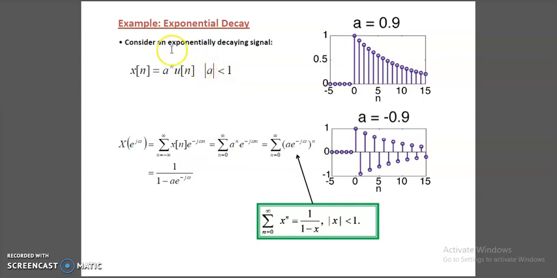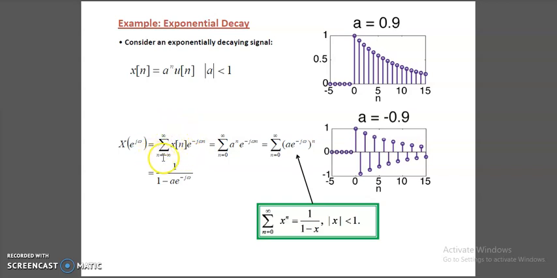Next we discuss the exponentially decaying signal. Consider an exponentially decaying signal, x of n is equal to a raised to n u of n, where mod a is less than 1. Here when a is greater than 0 and a is less than 0, you will get two different types of signal. First of all, we can find its DTFT. For that, a raised to n u of n is a signal that ranges from 0 to infinity and its magnitude is decided by a raised to n. So you can substitute that in the equation.